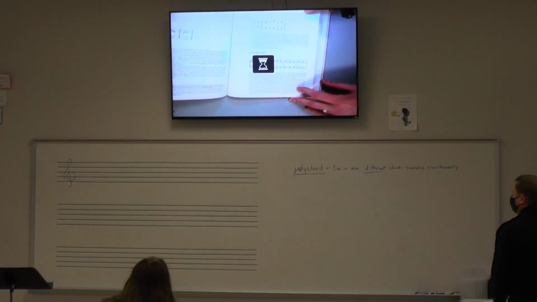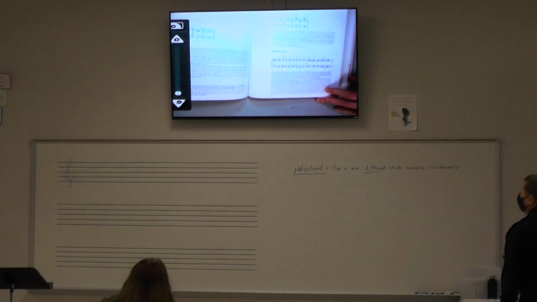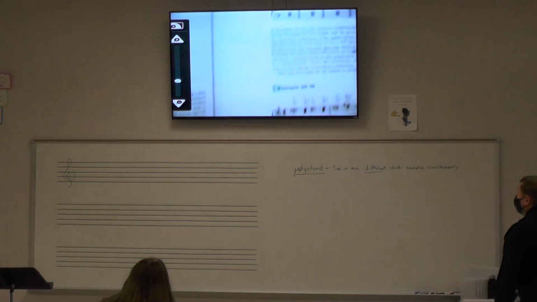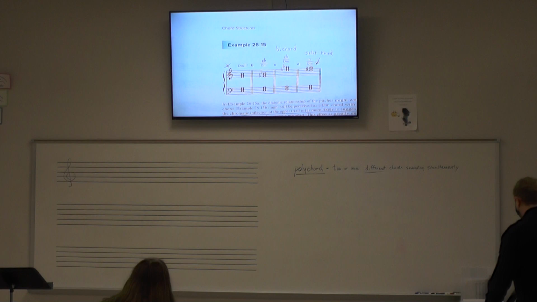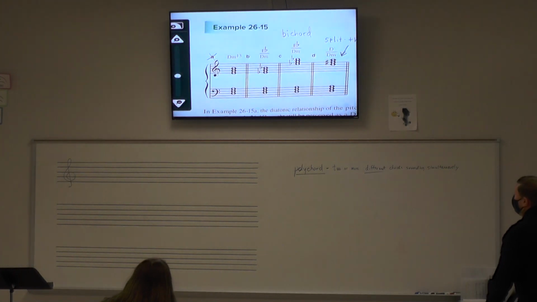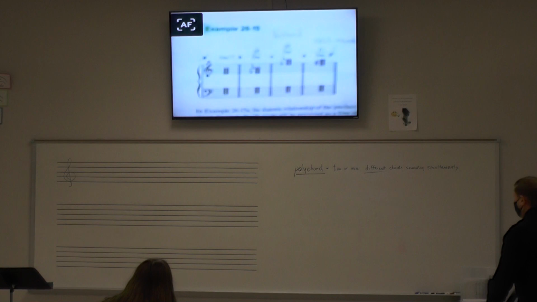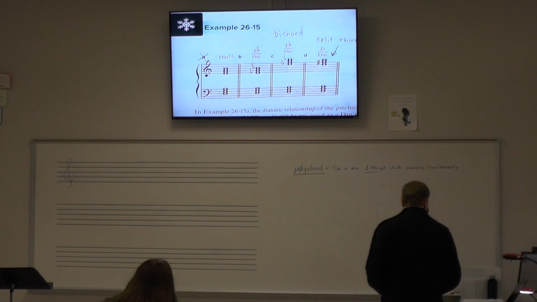Page 477 has a few examples. Example 2615. I crossed out letter A because I think that's a very poor example. It's a very weak example, and I don't think we need to worry about that. But take a look, for example, at measure B.